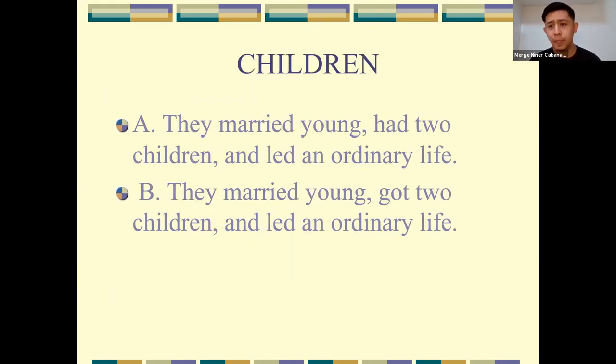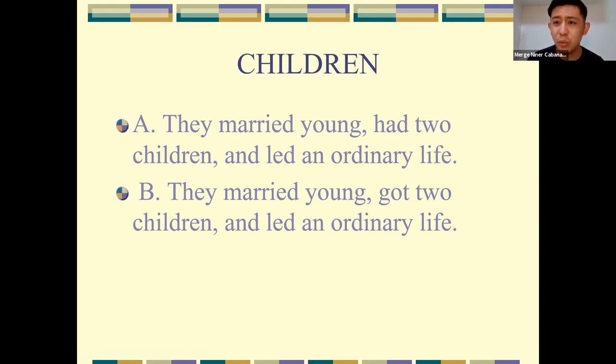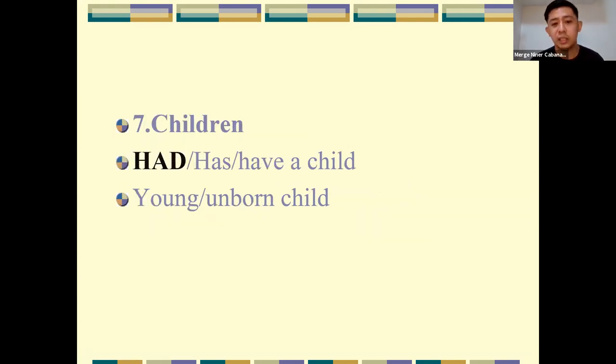Children, my question is for you, Jonalyn. They married young, had two children, or they married young, got two children? Is it had or got para sa children? A or B? Come on, Jonalyn, you can do it. Got, sir. Okay. So actually, when you say got, kinuha mo lang yung children, di ba? Nanguha ka ng bata. So no. It's actually had children, has, have a child, young, unborn child.